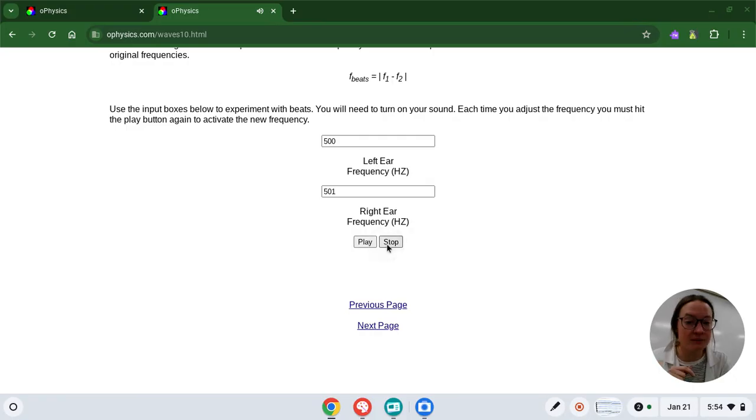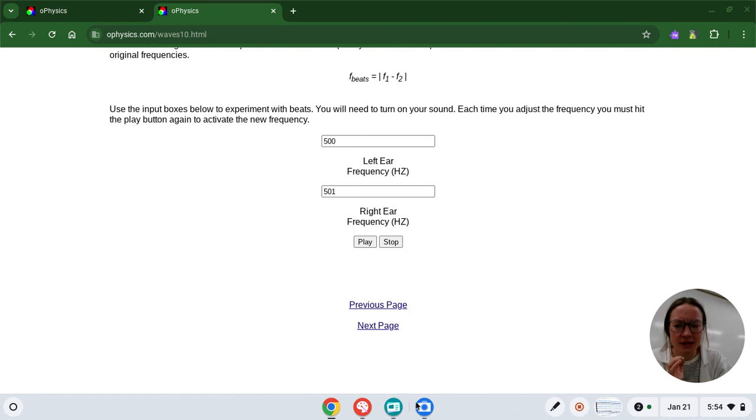Do you hear it? Should sound like a wow, wow, wow, wow, wow. Loud, quiet, loud, quiet, loud, quiet, loud, quiet. Here's why you get a beat in this situation, these alternating loud and quiet sounds.